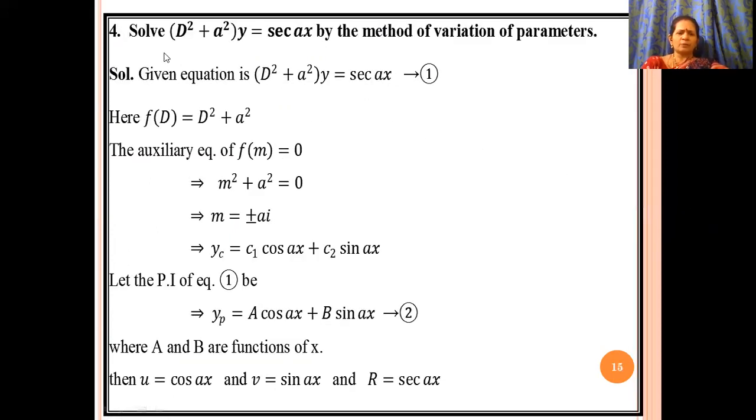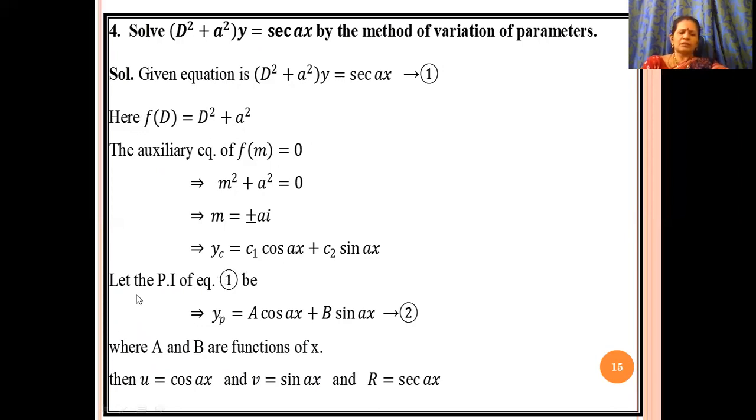This is another problem. Solve D square plus a square into y is equal to secant x by the method of variation of parameters. First of all, write down the auxiliary equation. From that, we will get the two roots, m is equal to plus or minus ai. Then yc is equal to this value. After writing, we will directly get the yc here.